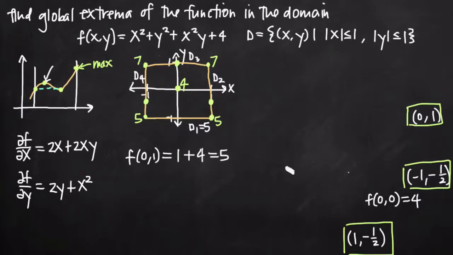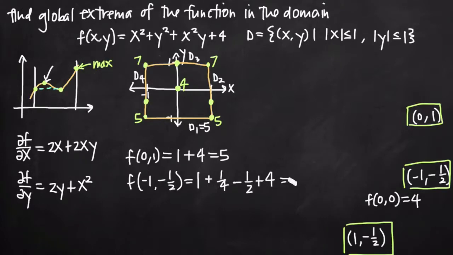If I test negative 1, negative 1/2, I'll get f of negative 1, negative 1/2. When I plug that in, I'm going to get negative 1 squared or positive 1. I'll get negative 1/2 squared or positive 1 fourth. Then here, x squared will give me a positive 1 times a negative 1/2. That'll give me a minus 1/2, and then plus 4. I'll get 1 plus 4, which is 5, plus 1/4 is 5 1/4, minus 1/2 is 4 3/4. And instead of making this fraction 19/4, we'll leave it as 4 3/4 because this will be easier for us to compare to our other values like 5 and 4 here.